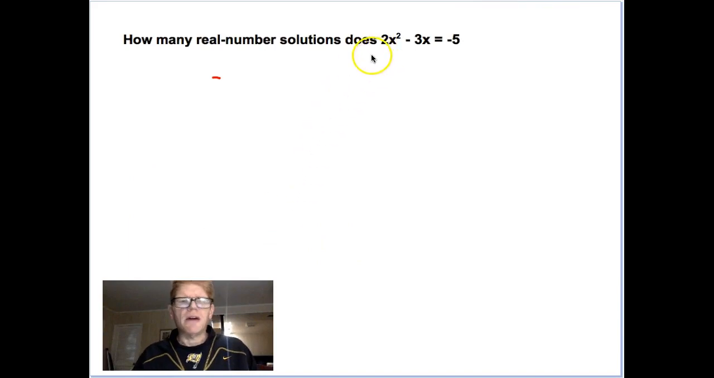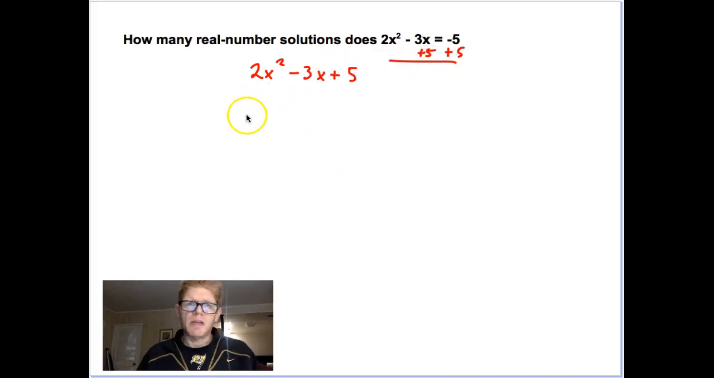So let's try it out. Here is one of our equations. How many real number solutions does 2x squared minus 3x equal negative 5 have? You'll notice once again, we don't want it to catch us. This is not in standard form. To put it in standard form, we'll write it as 2x squared minus 3x. We'll add 5 to both sides, which is going to give us minus 3x plus 5.